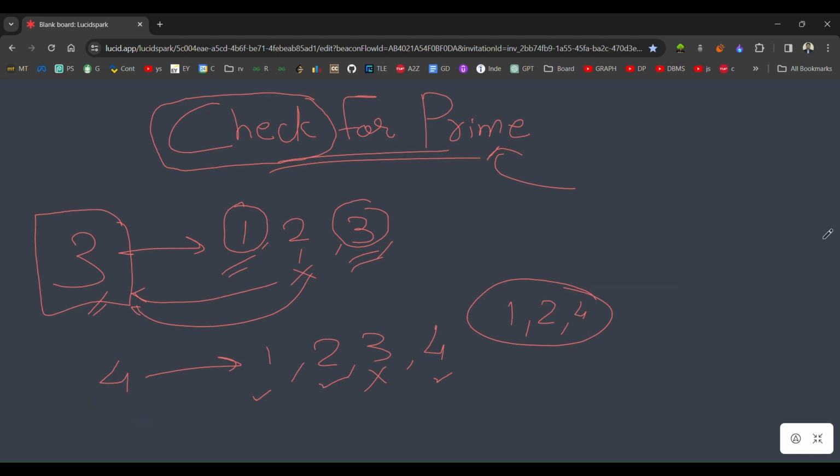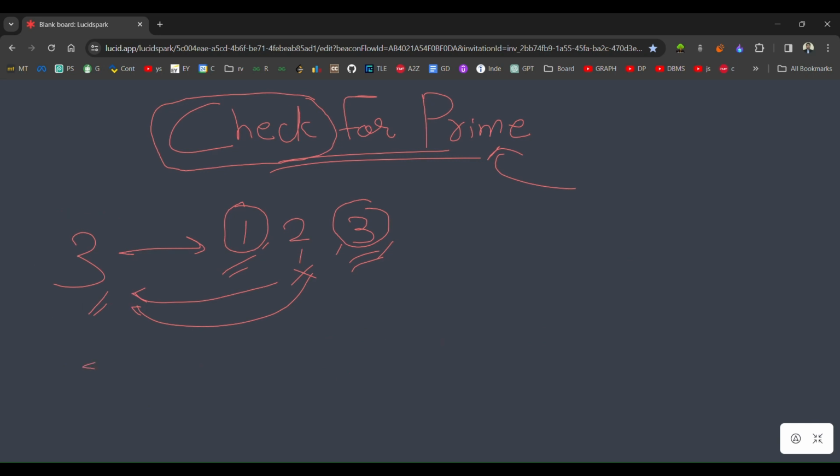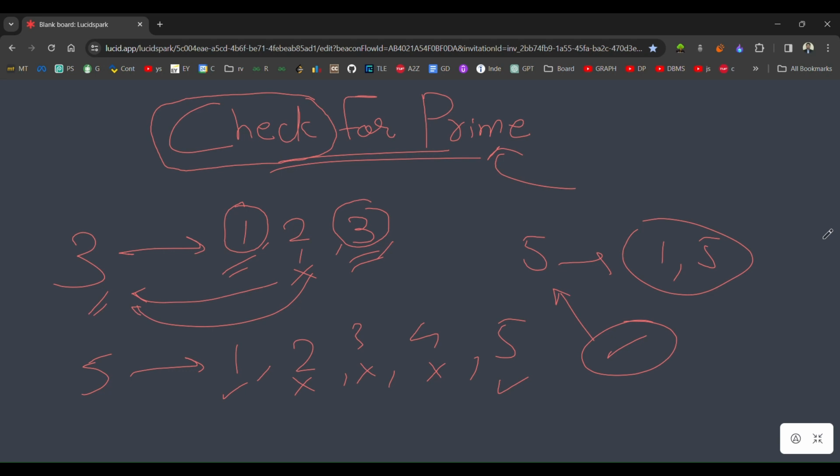Let's take one more example. Let's take 5. 1 is a factor of 5, 2 cannot be, 3 cannot be, 4 cannot be, 5, yeah, 5 is a factor of 5. So now 5 has two factors, 1 and the number itself. So 5 is a prime number, right? So a prime number is a number that has two factors, 1 and the number itself, right?